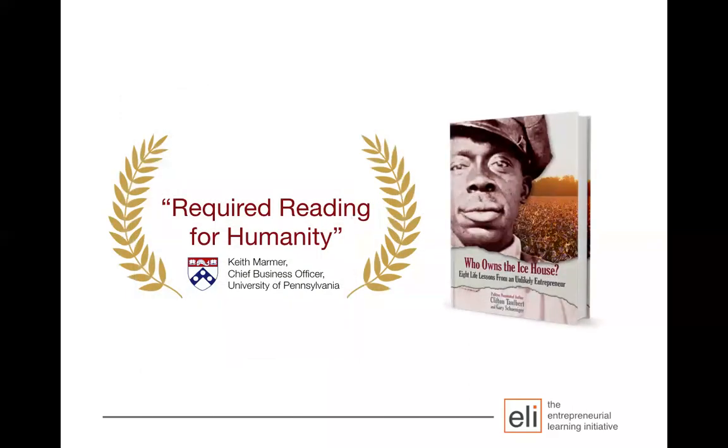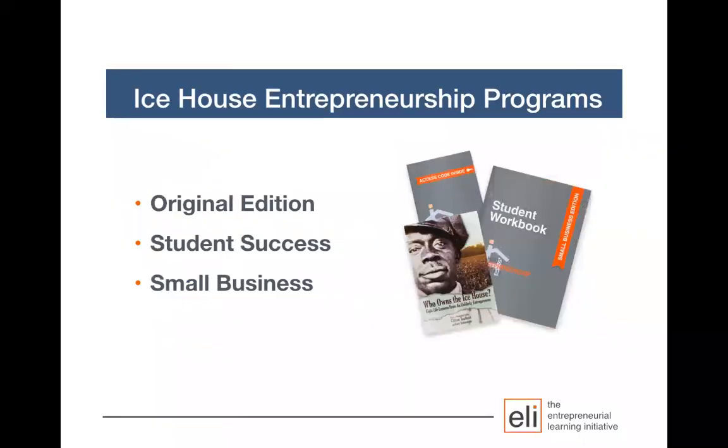So about a year and a half later, I convinced Clifton to co-author a book, which we did. It's called Who Owns the Ice House? 8 Life Lessons from an Unlikely Entrepreneur. It's the distillation of these 8 core concepts that I'll get into in a moment from hundreds of interviews we've conducted now around the world. So also, with some initial funding from the Ewing Marion Kauffman Foundation, we created the Ice House Entrepreneurship Programs. And so I'll get into that in just a minute.